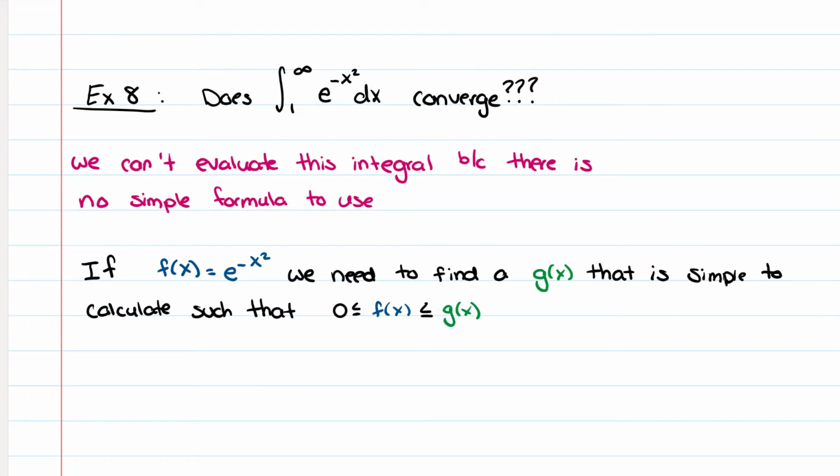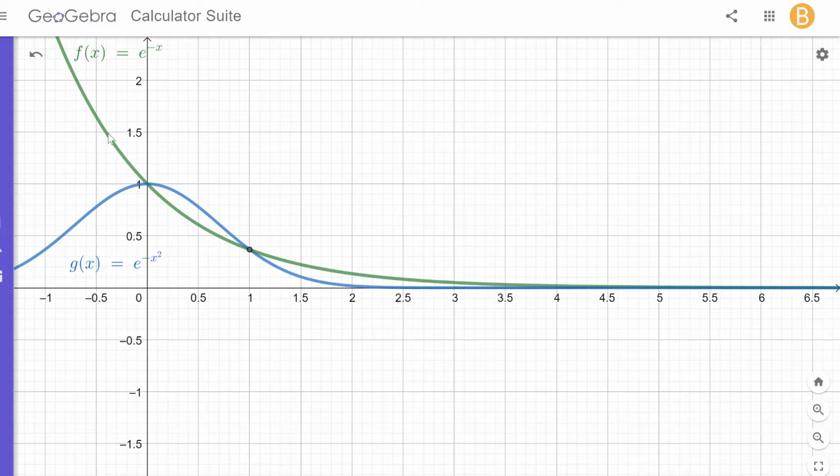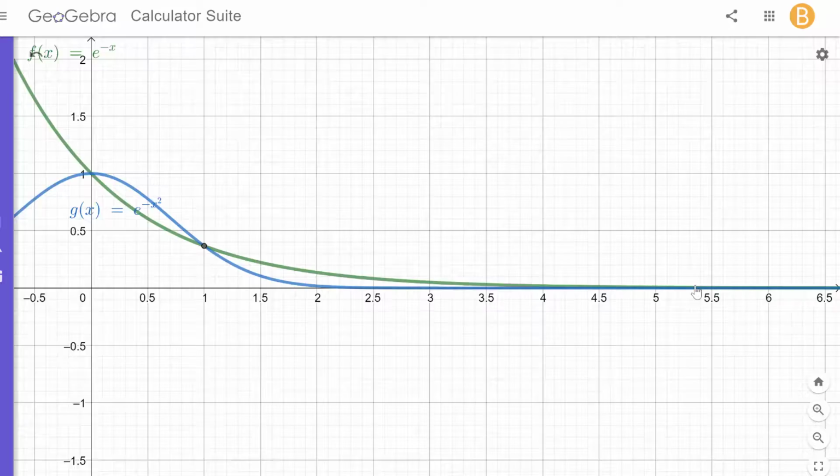If e to the negative x squared is our function f of x, we need to find a g of x such that our g of x function is always larger than our f of x function. So we're going to look at our graph again. Here you can see that e to the negative x is smaller between 0 and 1. However, I only care about values as we get large. So you can see that e to the negative x is always bigger than e to the negative x squared.